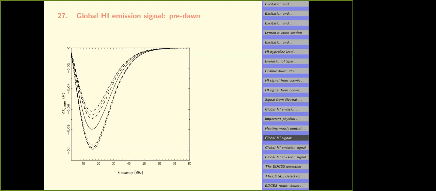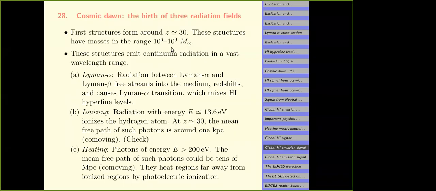And the universe is expected to be quite neutral at that, but the signal is 0. So some other processes must now happen to make this signal observable again. Otherwise, this is all that we'll see: a signal at fairly low frequencies, around 20 megahertz, and nothing at larger frequencies. And these are the following three processes that happened during the cosmic dawn.